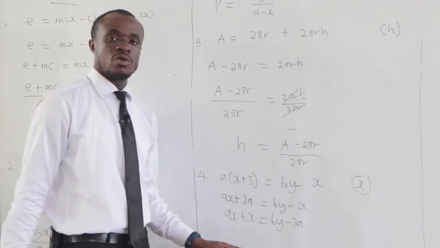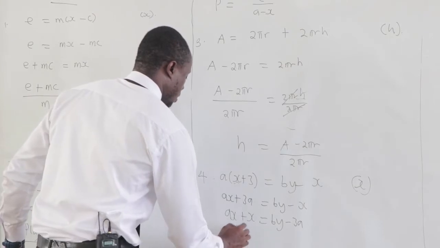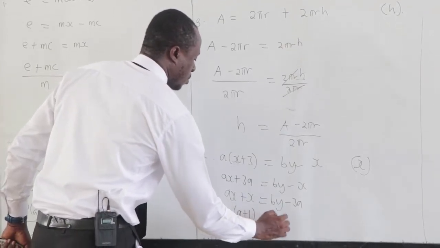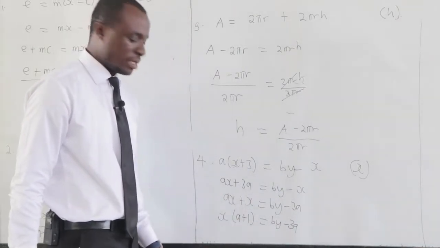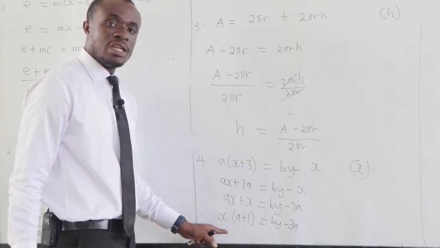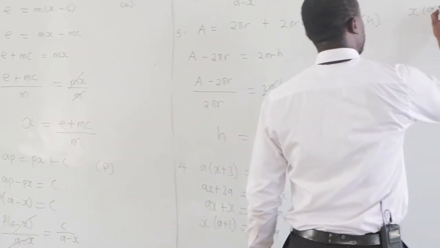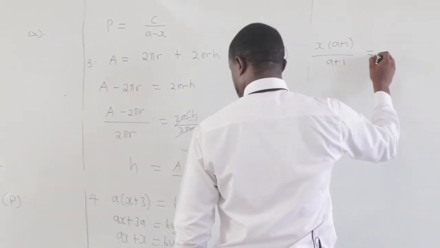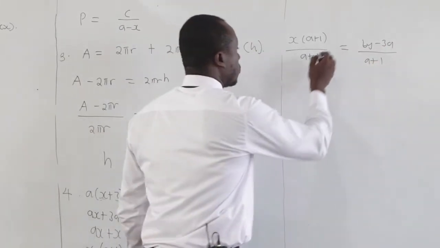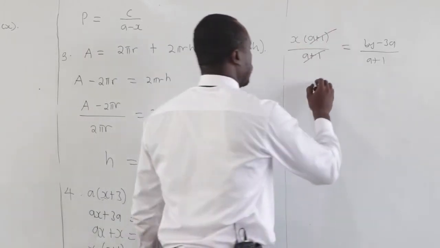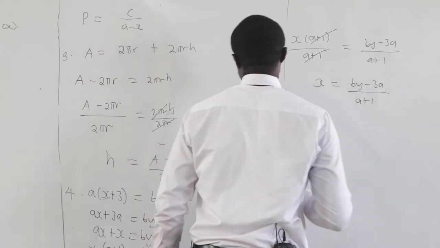Now there's x here, there's x also over there. What do we do? x is a common factor. We can factorize the x out. So you have x(a plus 1) equal to by minus 3a. x times a, that is ax. x times 1, that is x. We want to make x the subject. Divide by what is multiplying the x, which is a plus 1. So we have x(a plus 1) all over a plus 1 equal to (by minus 3a) all over a plus 1. So a plus 1 is cancelling out a plus 1. We have x to be equal to (by minus 3a) all over a plus 1.